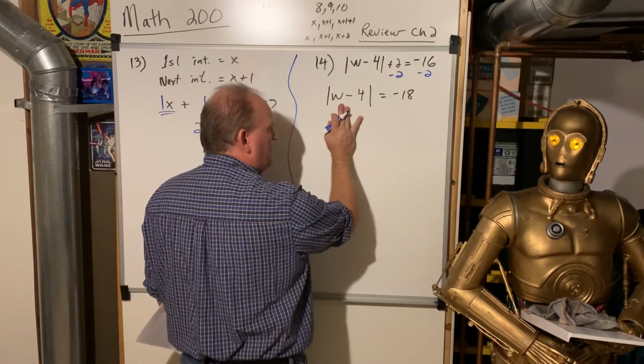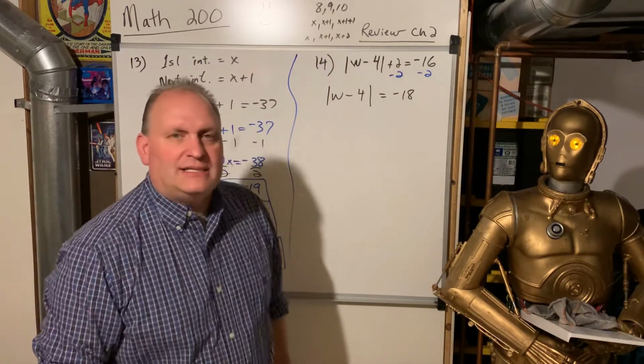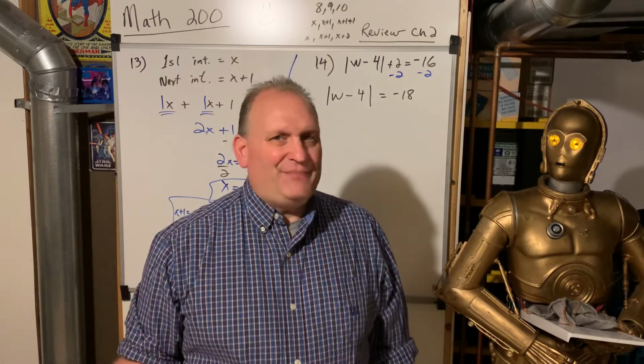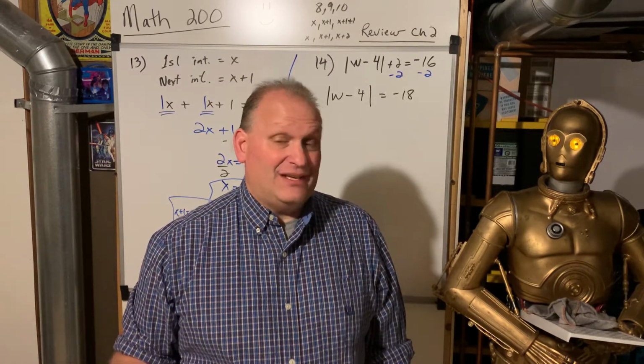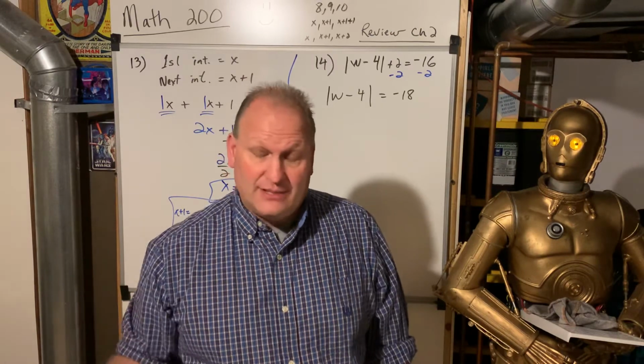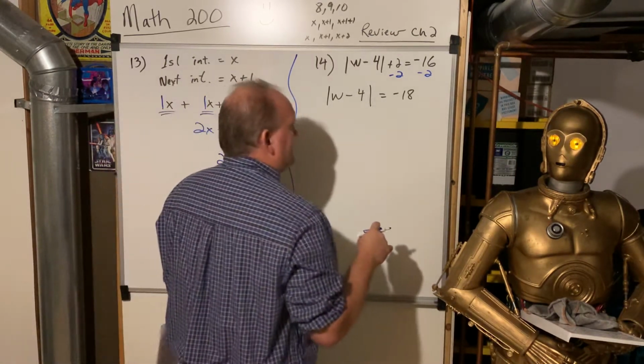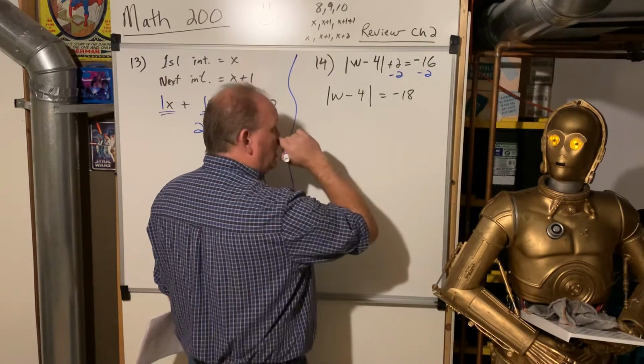When you take the absolute value, remember what absolute value is asking. It is asking the distance from zero on a number line. Distances can't be negative, ever. They can be zero. If it ended up being zero, it could be zero. So it doesn't have to be positive, but it can't be negative. So we could stop the show right here.